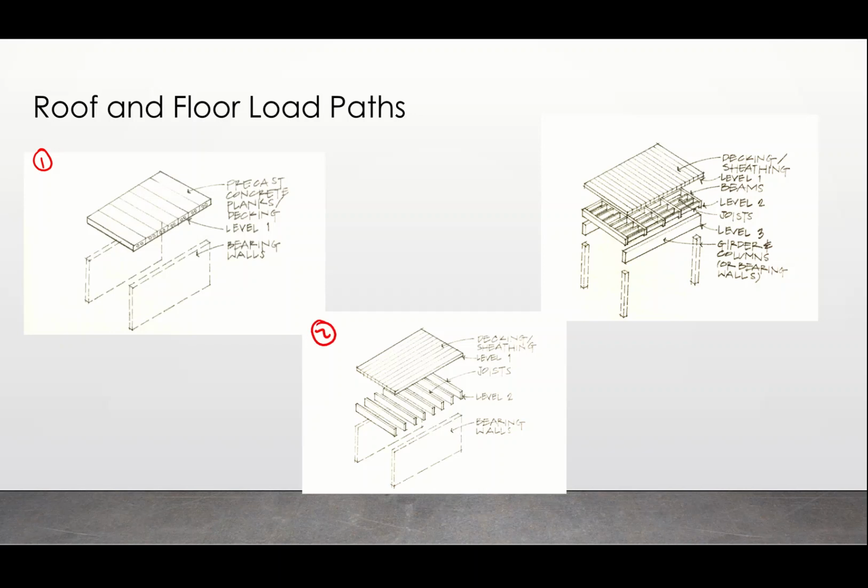Second way would be a double level framing, so we'd have the decking, plank sheathing, whatever the case may be. We're going to the joist and then to the bearing walls, and then our third would be decking, sheathing, joist, with beams and girders, and then down to our columns. So again, just being able to add to the complexity because of what the design requirements are. We may get to the point of having to go from decking to joists to girders to columns. That is hopefully the goal in this class, to be able to do that.